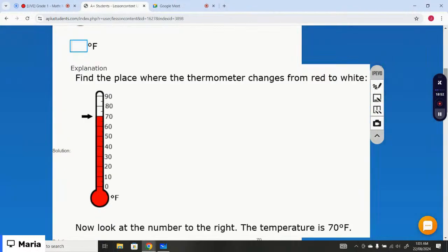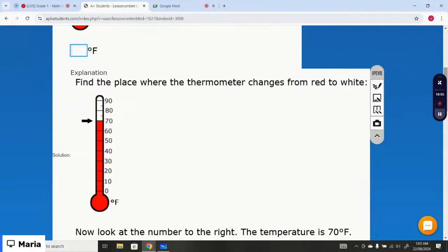So here is a thermometer. You have to see a red line and then a white line. Basically you have to look at the line where the color is changing from red to white. This is the line where you have to read the temperature. You have to match this line to the number. So this line matches 70, and you can see here you have degree F.